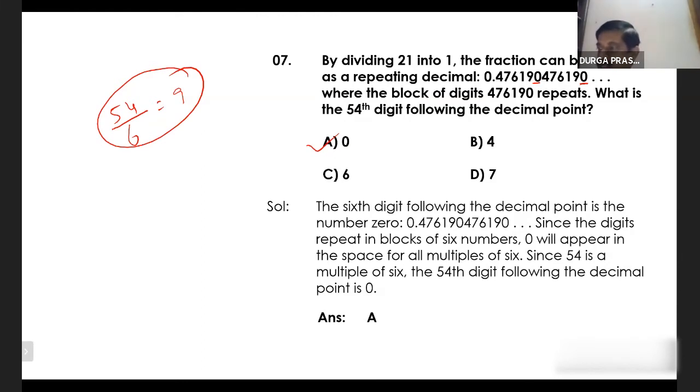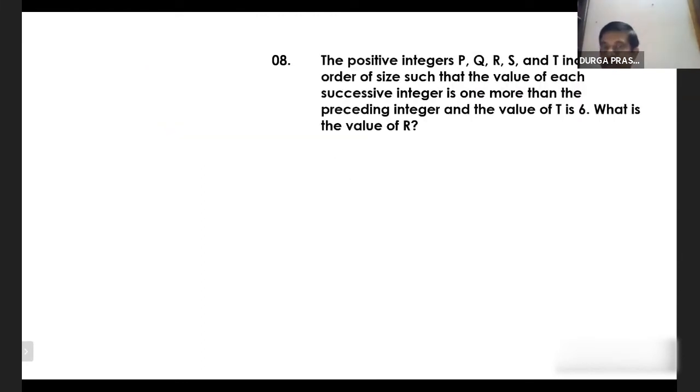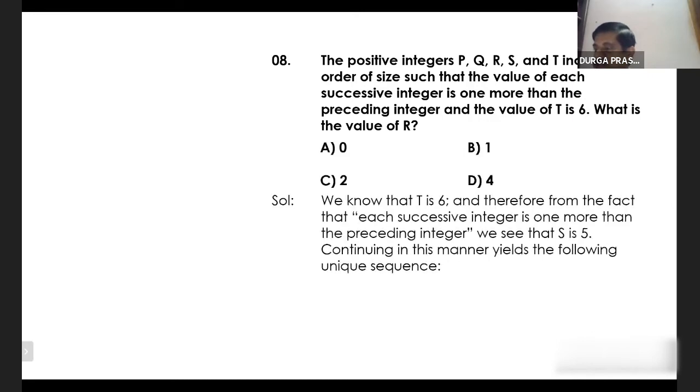Okay, let us go to the next question. The positive integers p, q, r, s, and t increase in order of size such that the value of each successive integer is 1 more than the preceding integer, and the value of t is 6. What is the value of r? So difference is 1. So it is 2 units behind. So it should be 4. Option D.